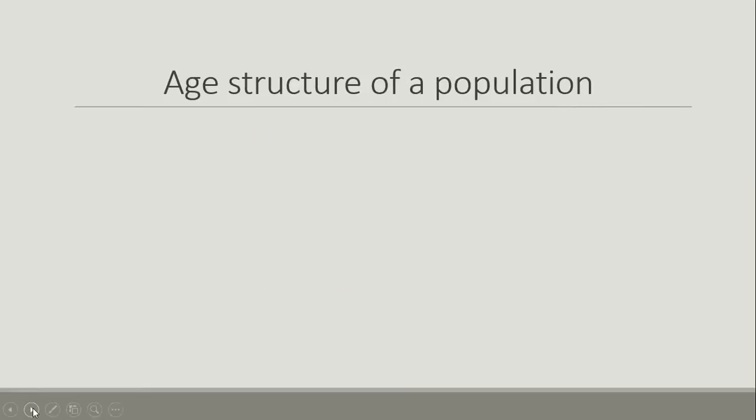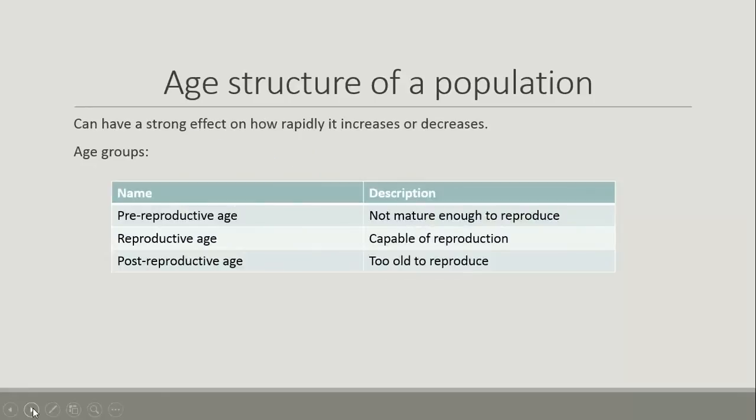So let's look at the structure of ages in a population. Basically, the age structure is the distribution of individuals among various age groups. It can certainly have a big effect on how quickly a population will increase or decrease in size. So a couple of things to think about is grouping populations in terms of their ability to reproduce. You've got the pre-reproductive age, where you've got individuals in a population that are not mature enough to reproduce. You've got the reproductive age, where all those members of that segment of the population are capable of reproduction, and then the post-reproductive age, where they're too old to reproduce.